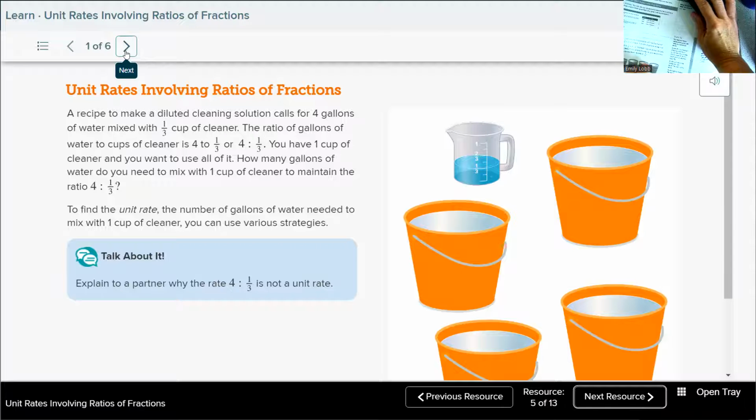Who can tell us, why is that not a unit rate? Well, what's a unit? 1. Do you see 1 anywhere in there besides part of the fraction? No, that's not a unit rate.